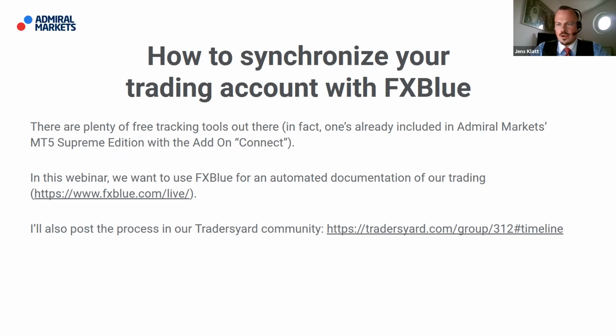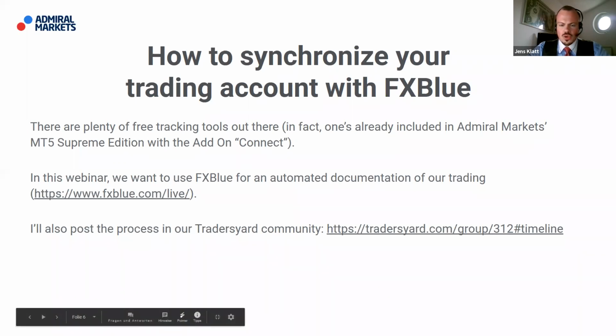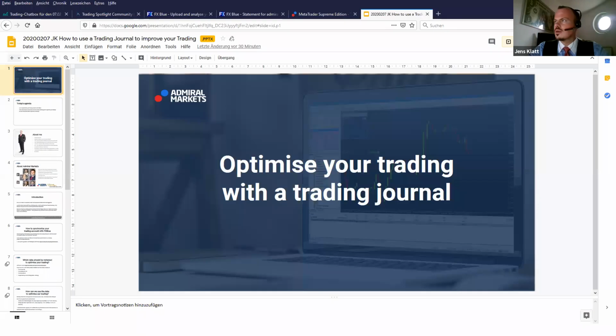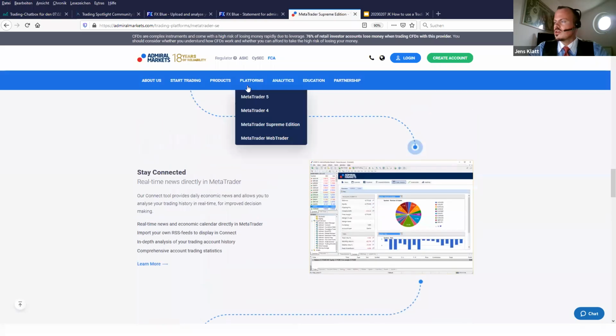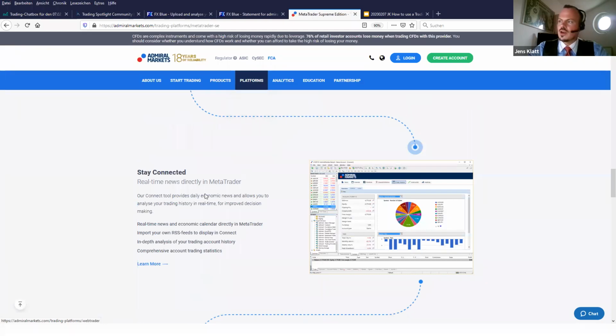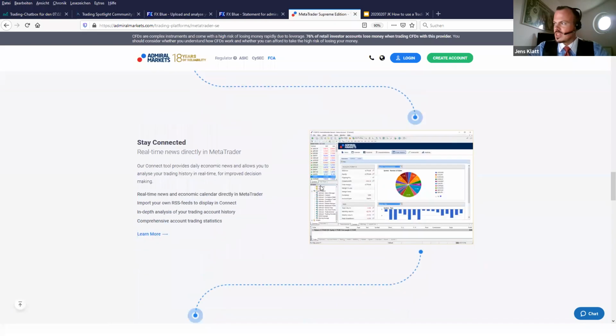And one I used there was the so-called add-on Connect. Let me just show you here on the website. This is the Admiral Markets website. You can get to this information by going to admiralmarkets.com, then to platforms, and here to MetaTrader Supreme Edition. Then you have to scroll a little, but at the end you will get to the Stay Connected add-on. There you have real-time news directly within your MetaTrader, and not only that, there's also a chance to analyze your trading activity within the account.